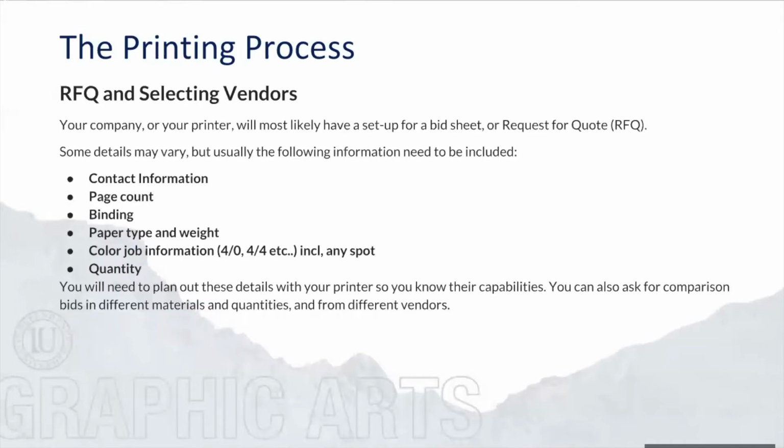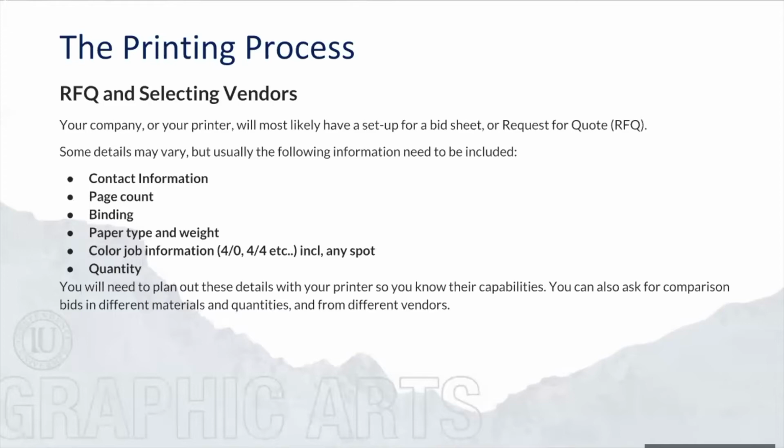The RFQ and selecting your vendor. Your company or your printer will most likely have a setup for a bid sheet, or a request for a quote. There may be some variation in details, but usually the following information needs to be included: contact information, page count, is there any binding, what type of paper, and what the weight of that paper is. Remember I was saying, do you need a high gloss paper that maybe has a little bit more heft? They'll tell you what the different paper stock is.